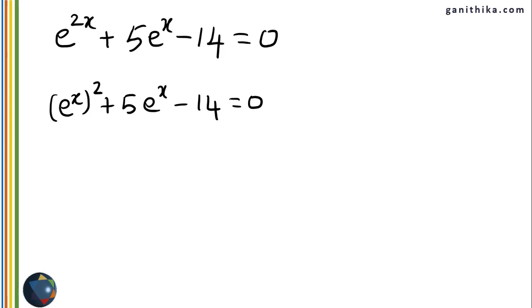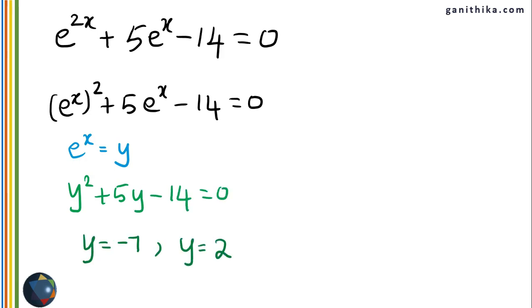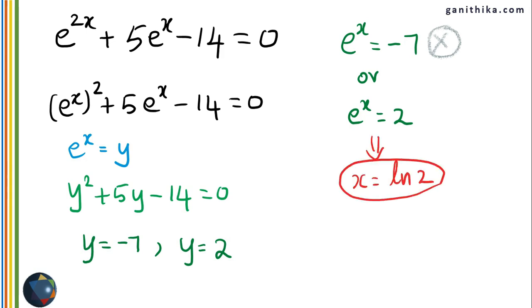So we have an equation with e^x, therefore letting e^x as y, we get a quadratic equation in y like this. And solving this quadratic equation, we get y = -7 and y = 2. Substituting y as e^x, we get e^x = -7 or e^x = 2. As before, since e is a positive number, -7 cannot be a solution. Therefore, e^x = 2 should be solved now. Using the logarithmic form of the exponential equation, we get x = ln 2.